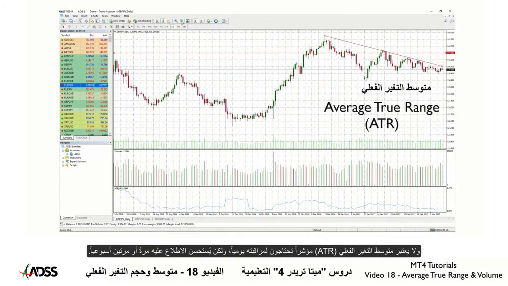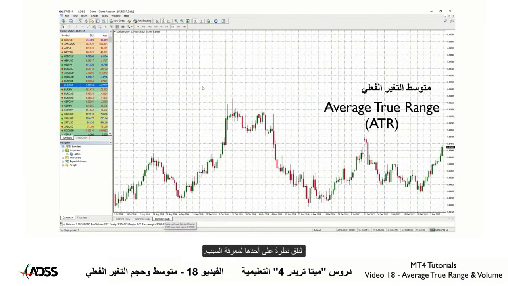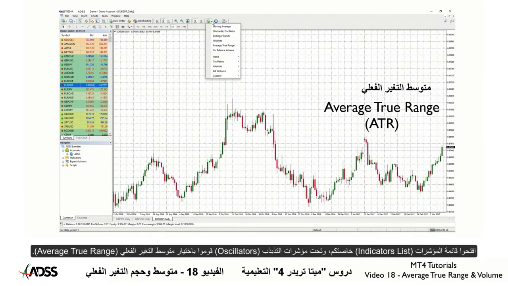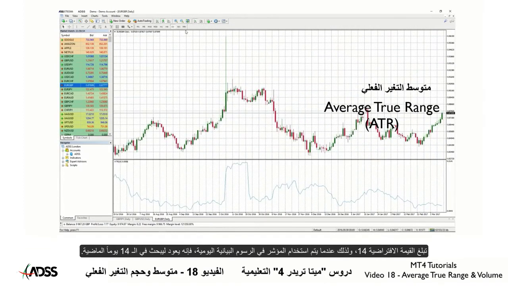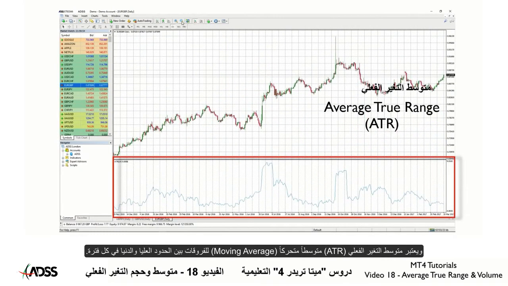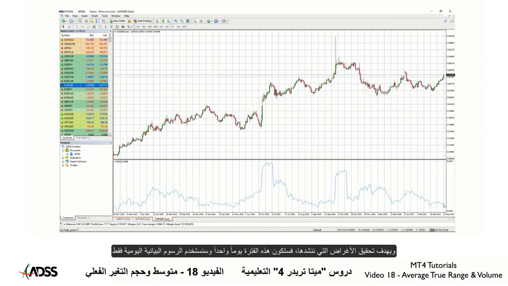The average true range is not an indicator that you need to monitor every day, but once every week or two would be a good idea. Let's take a look at one to see why. Open your indicators list and under oscillators select Average True Range. The default is 14, so when used on the daily chart, it looks back at the previous 14 days. ATR is a moving average of the differences between the highs and lows of each period. For our purposes, this period will be 1 day, and we will only use these on the daily charts.